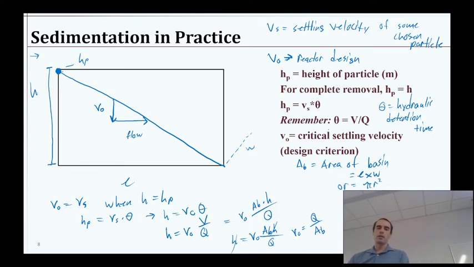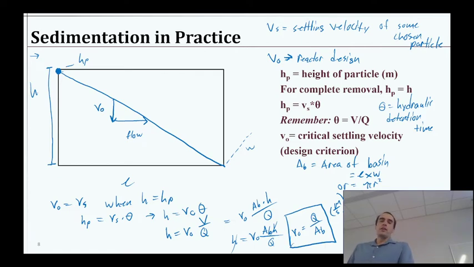So we can double check that we did the math right by making sure that the flow rate, which is cubic meters per second, divided by the area, which is meters squared, does give us meters per second. So good. That then is a simple equation that gives us the design criteria for a sedimentation basin.